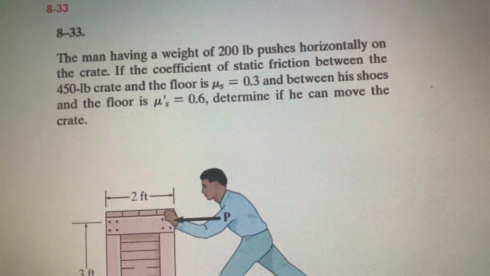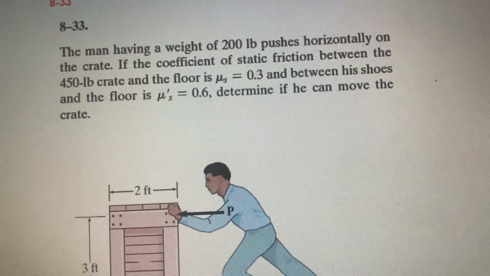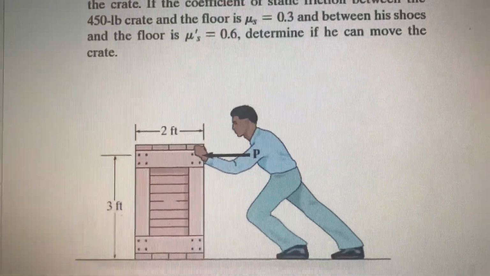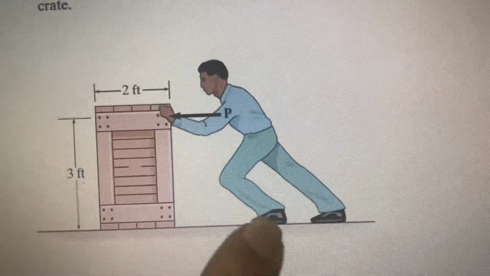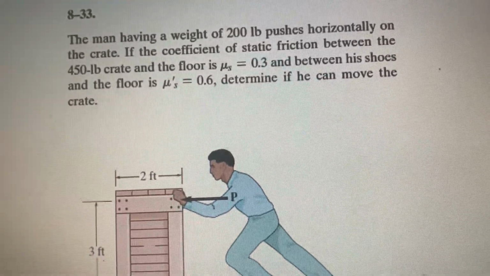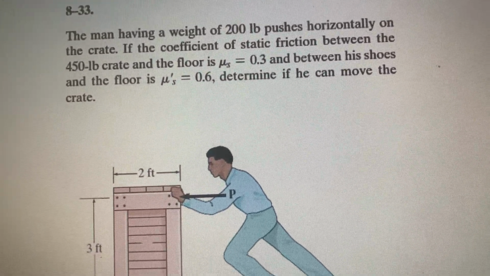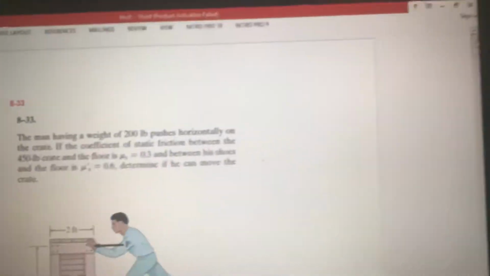and the coefficient of friction is equal to 0.3, and between his shoes and the floor, there is a friction, since he's pushing, of 0.6. Determine if the man can move the crate. So let's analyze this question.